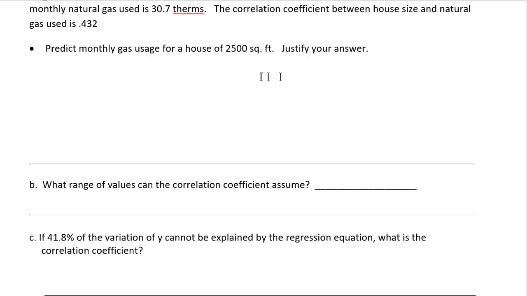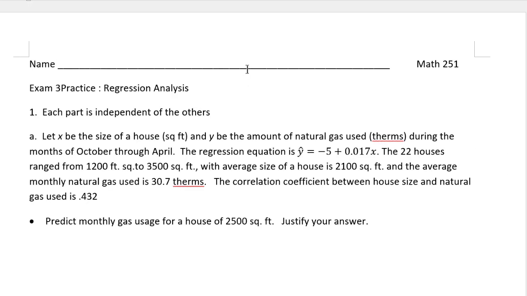This is question 1 of Exam 3 practice. Question 1 is actually a collection of small bits of questions, and it says each part is independent of the others. First question: let x be the size of a house in square feet, and y be the amount of natural gas used in therms during the months of October through April. The regression equation is y hat equals -5 plus 0.017x.